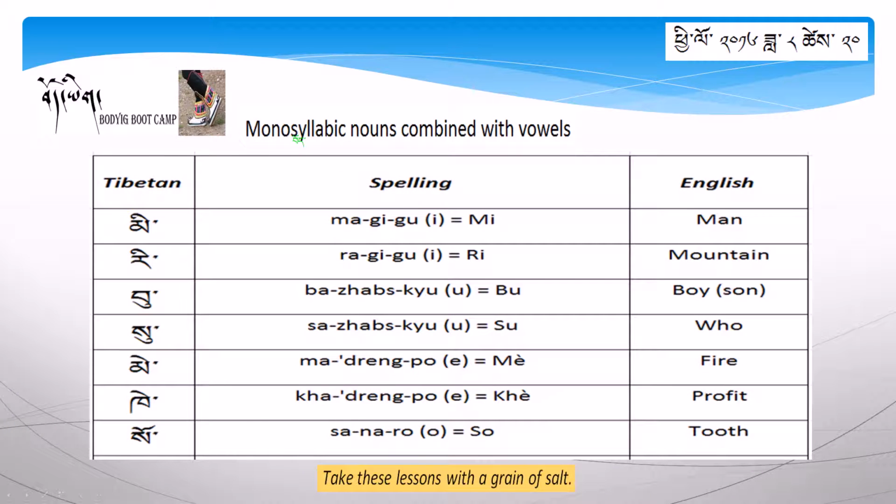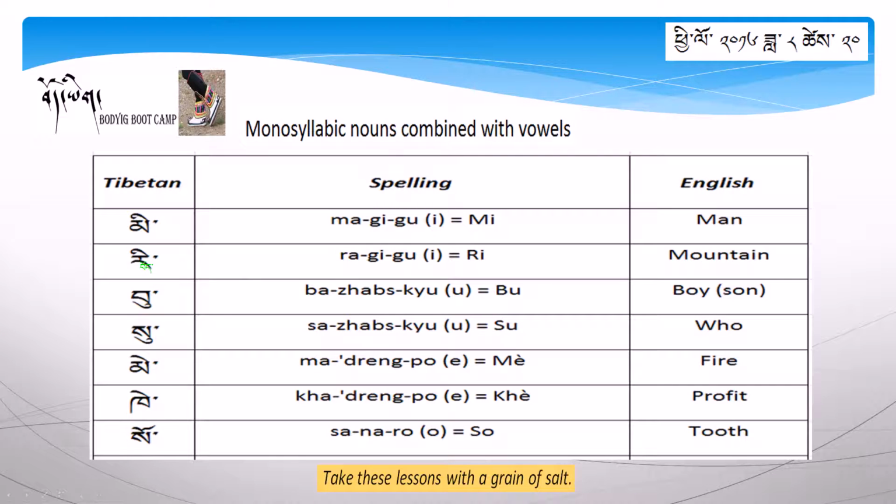Okay, now the next is monosyllabic nouns combined with vowels. So now we have added a vowel to all these single consonants and see what happens. So ma by itself is mother, but if you add the kigu or the I vowel, it becomes ma kigu mi. Mi means man, or in this case mi could also mean human form, milu, or you could say men. I mean mi could also mean men or women, so it's a generic term.